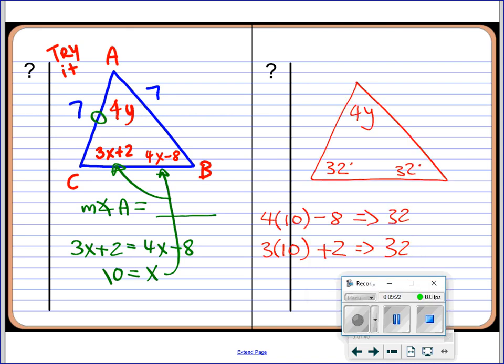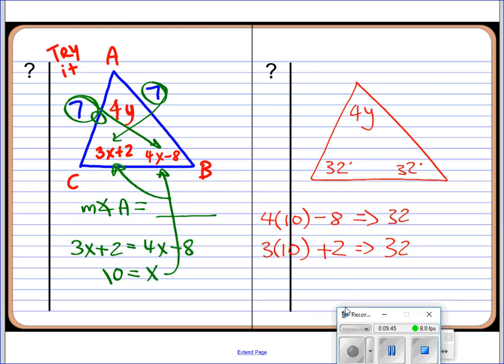And there you have it. So I found out what x is, and then I plugged it in, and I got those two base angles to be 32. Now, again, these are not base angles because they sit at the bottom of the triangle. They're base angles because they're opposite the congruent sides. Okay? They just happen to be at the bottom. So now I have those two angles.